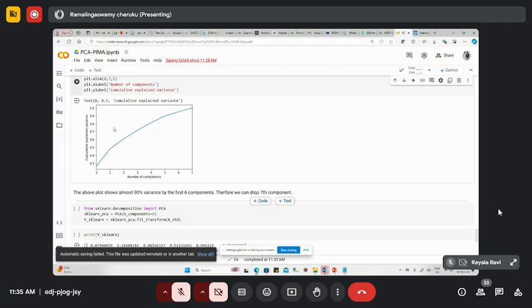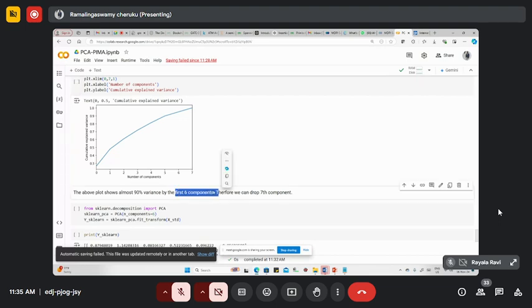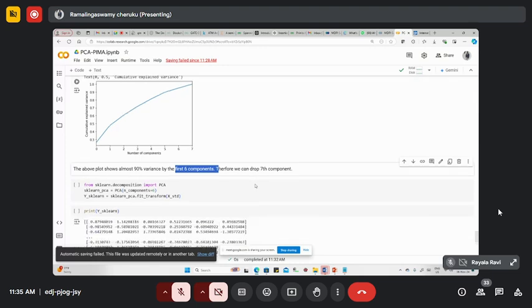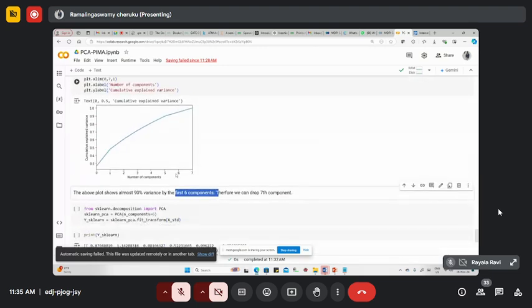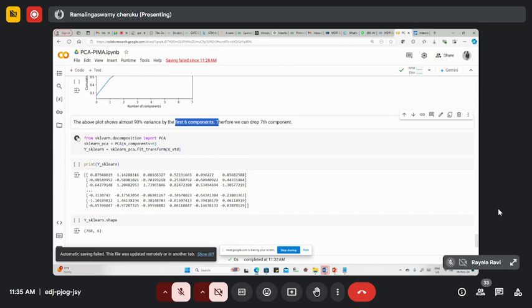This is a different kind of cumulative variance of the components. The above plots show almost 90% information by the first 5 or 6 components, so you can ignore the 7th component. Once we ignore the 7th component, I think we can consider the first 6 components. Then I'm transforming my data. So how do I have to transform my data?